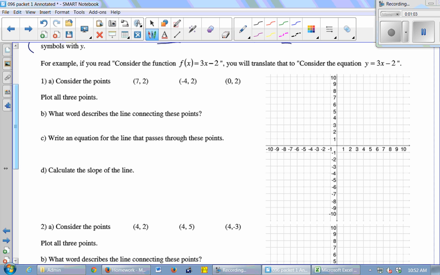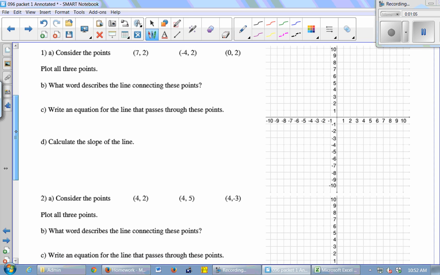Okay, moving on to today's lesson. I've got 3 points here: (7, 2), (-4, 2), and (0, 2). If I plot all 3 points, (7, 2) means go over 7, up 2. (-4, 2) is left 4, up 2. And (0, 2) means don't go left or right, just go up 2. So I've plotted the 3 points.